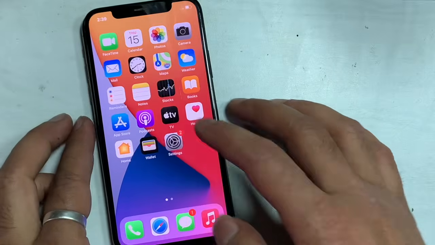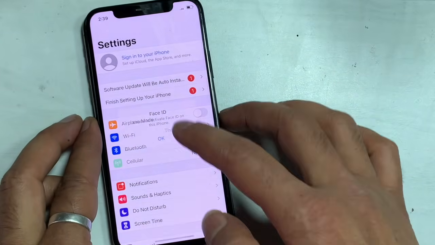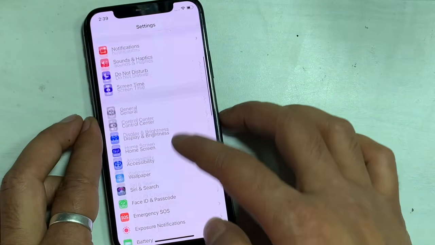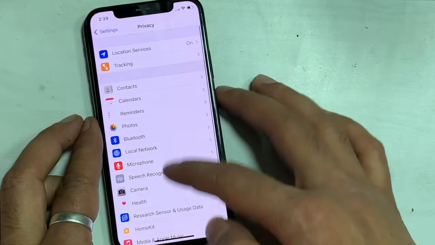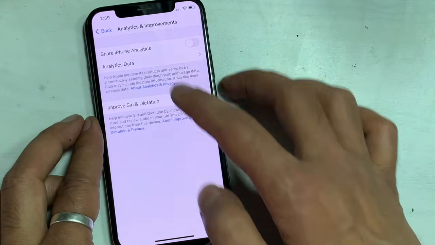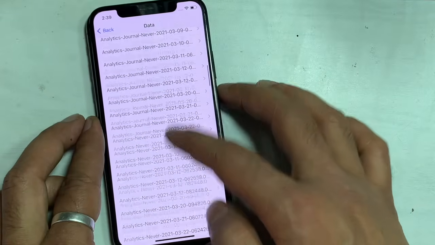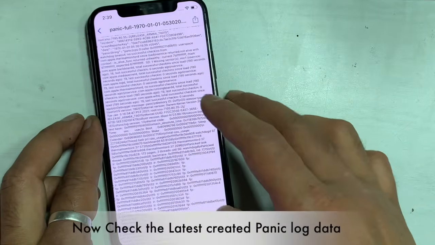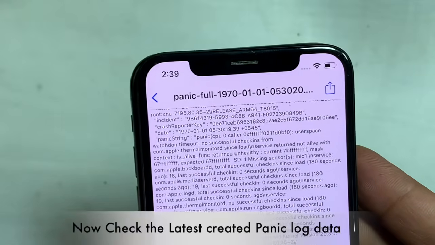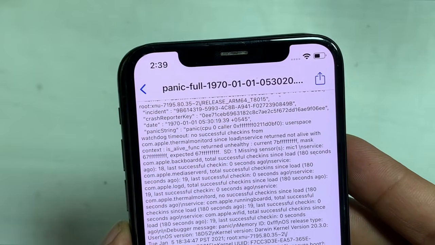After seeing all this, it sounds like a hardware issue on the iPhone. Then I saw the panic log data captured was the same as previous. Then I decided to replace the original flex and check whether the problem was solved or not.